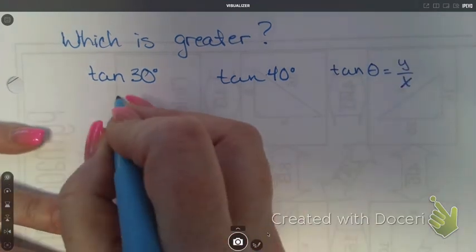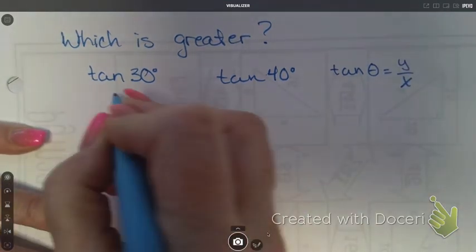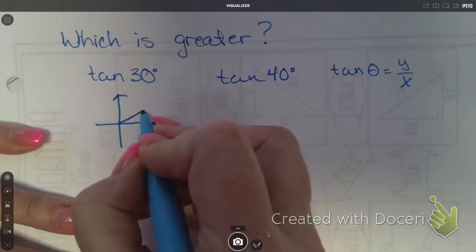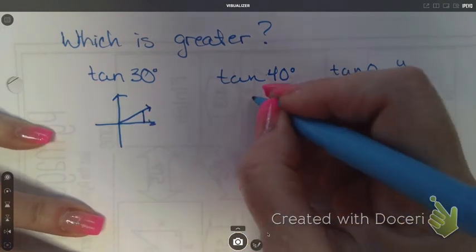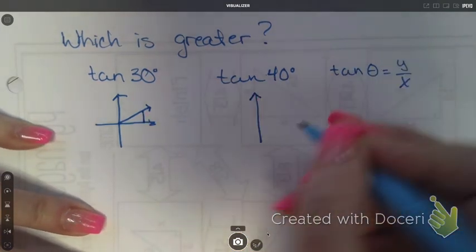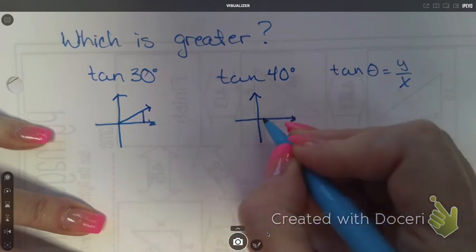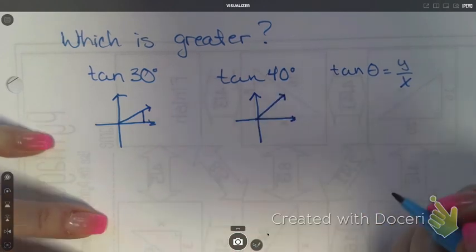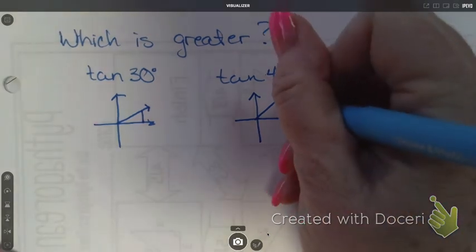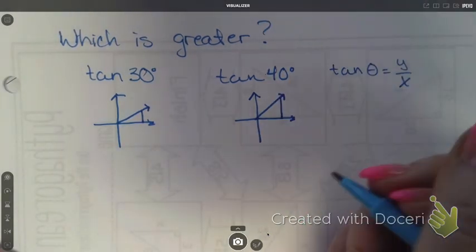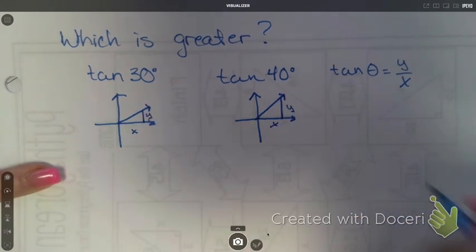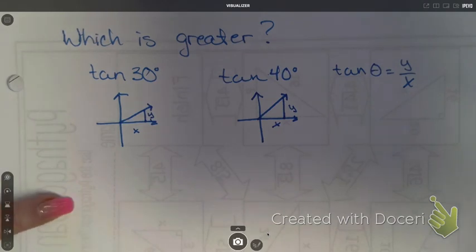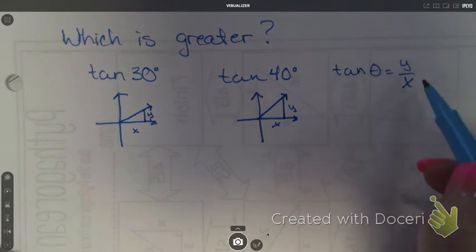So I'm going to just draw both of these. It's going to be really exact. Okay, so here's 30, and here's 40. Really exact, right? Does it matter? No. Okay, so this is y, and this is x, and this is y, and this is x. Which one of these has a greater tangent, knowing that tangent is y over x?